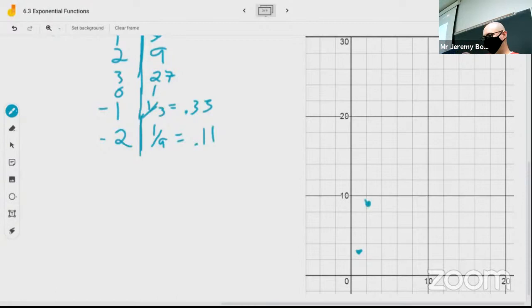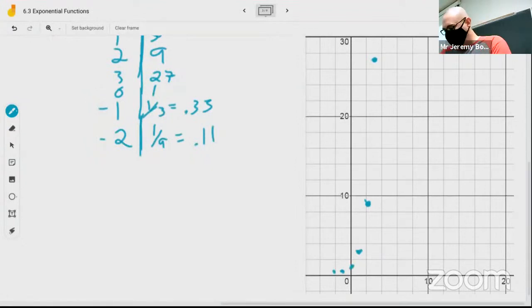3, 27 is going to be, let's see, that's going to be 28. So it's below that. Right. So it grows pretty rapidly, you can see. And then we have -1, 1/3. Now we've got to figure out about where that's at. We've got -2, 0.11. It's about right there. I can only make it so low. And a 0, 1. It'll be about there.